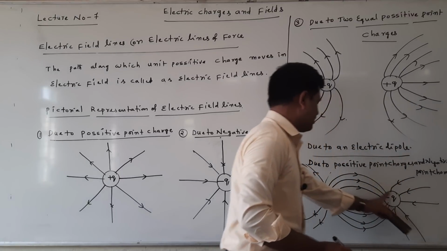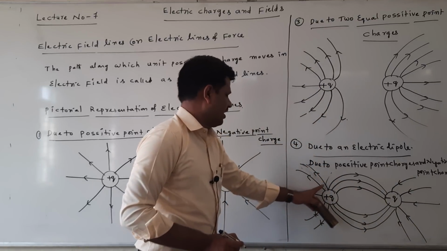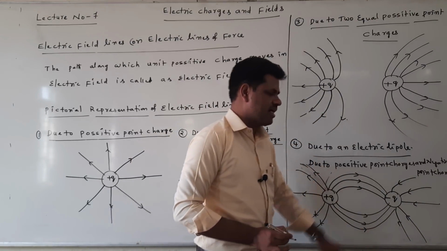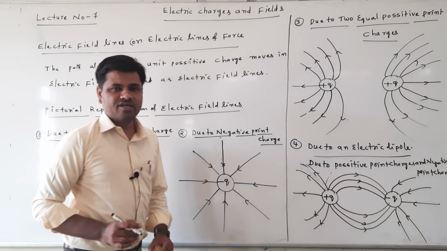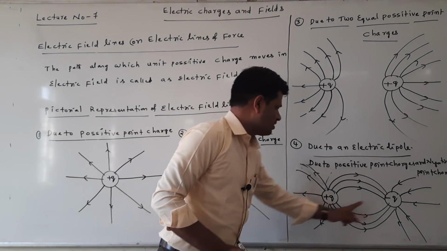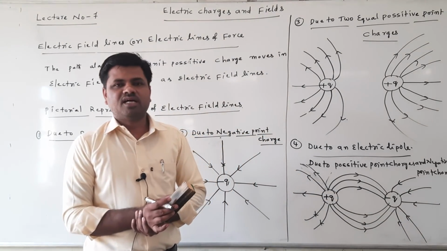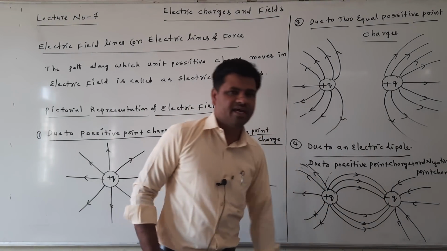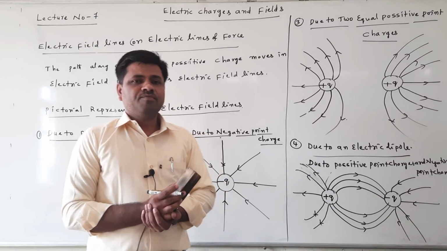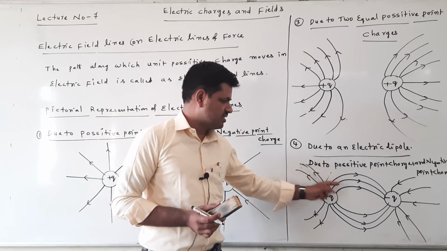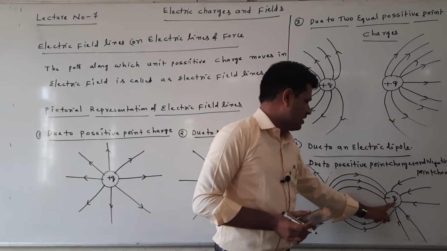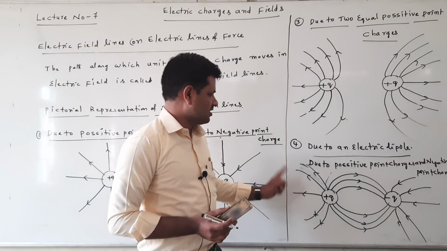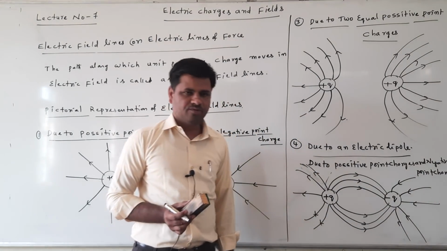Here the attraction force is less. Here the attraction force is less, but in between the attraction force is more. Why is there attraction force? Because one is a plus q charge, another one is a minus q charge. That's the reason electric field lines start from the positive charge and end on the negative charge. Means from the positive charge they diverge, and due to the negative charge they converge. That's the reason they start from the positive charge and end on the negative charge.